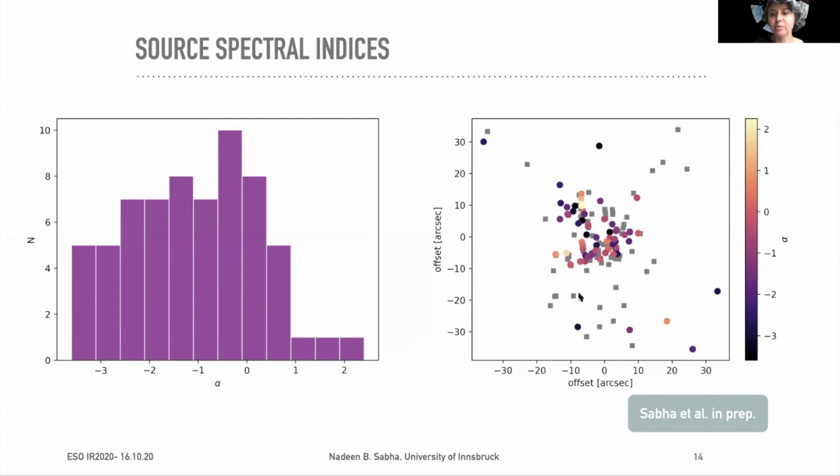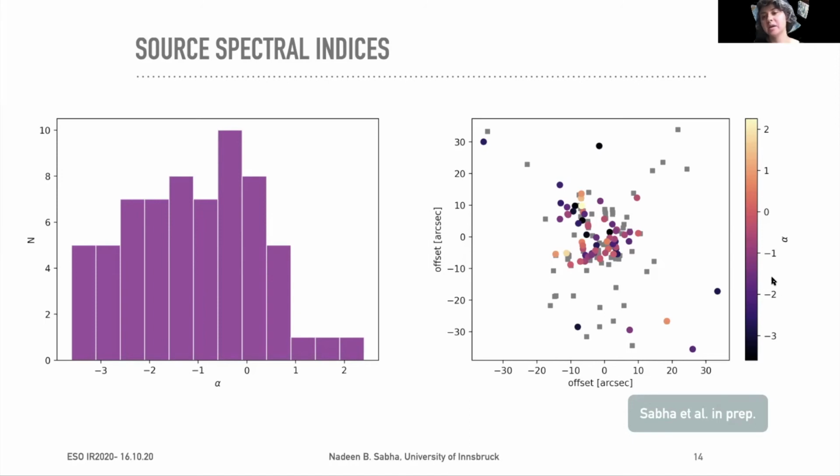the right hand side, where the gray squares represent the detections in the 8.6 microns, while the colored circles represent the sources that have a detection as well in the longer wavelength, which then enabled us to determine the spectral index. Now, having only spectral indices based on two different wavelengths is not enough to classify these sources.